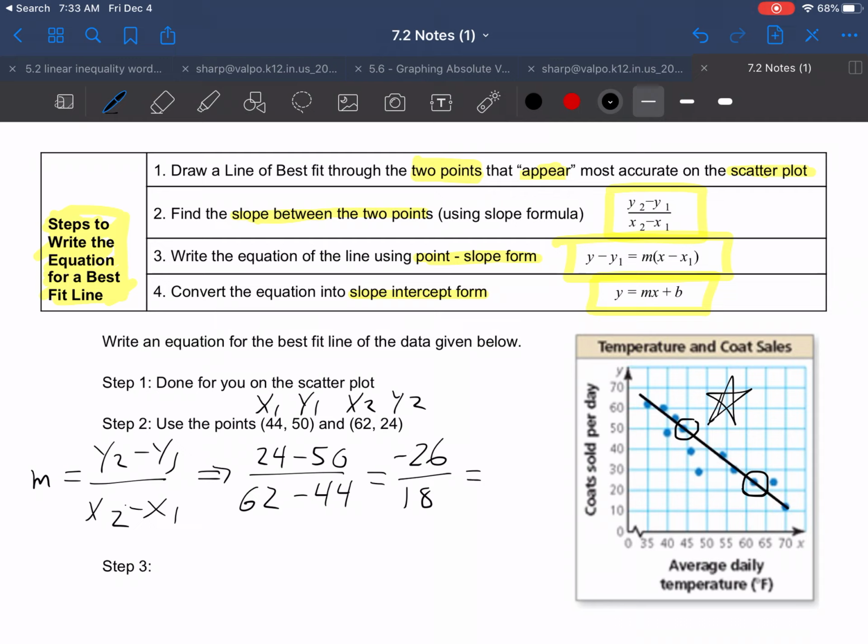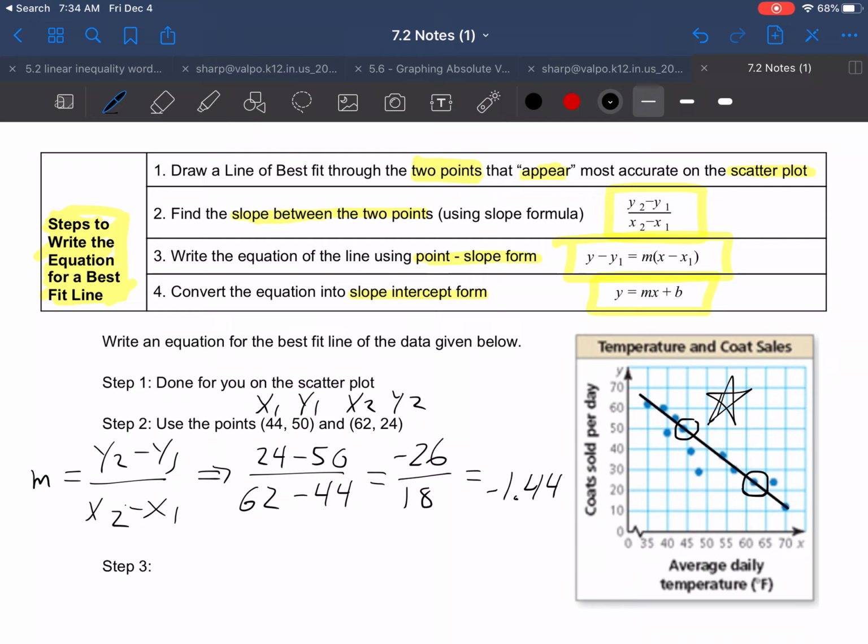If I simplify by just dividing negative 26 divided by 18, that's going to get me like negative 1.44 is what my slope should be. Okay, so now we have a slope and we need to move on to the next step. Well, the next step is asking me to identify the actual equation for the line. I'm going to have to use point slope form.